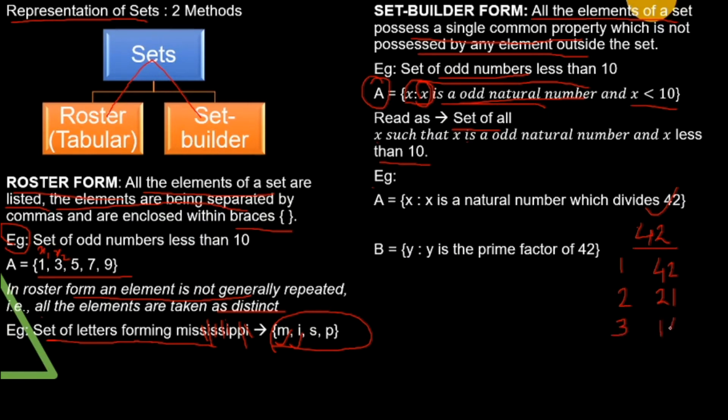14 times. 14 into 3. Fine. Okay, next we'll go for 4. 4, it is not divisible. 5 also not. 6. Yes, 6. How many times? 7 times. That is 6 sevens are 42.